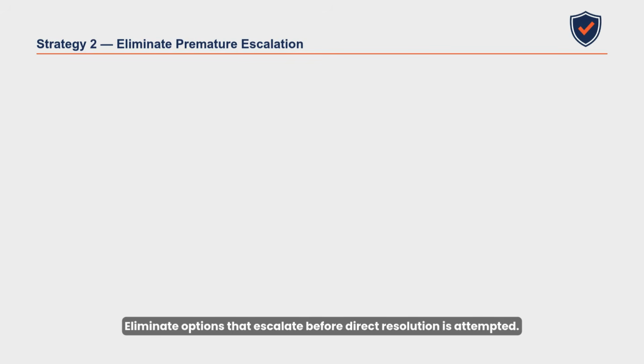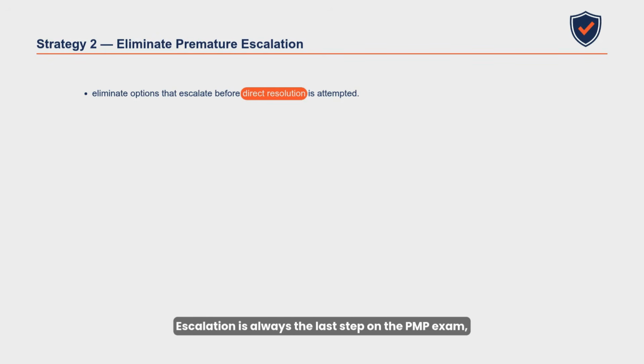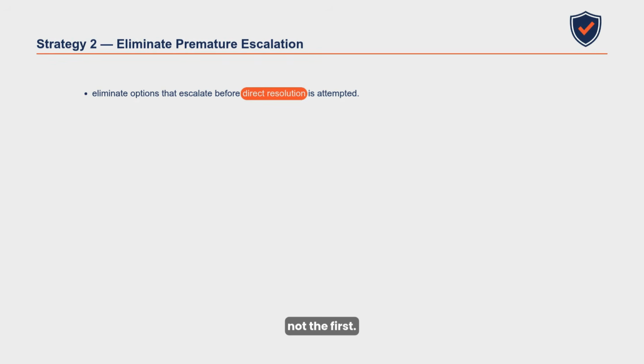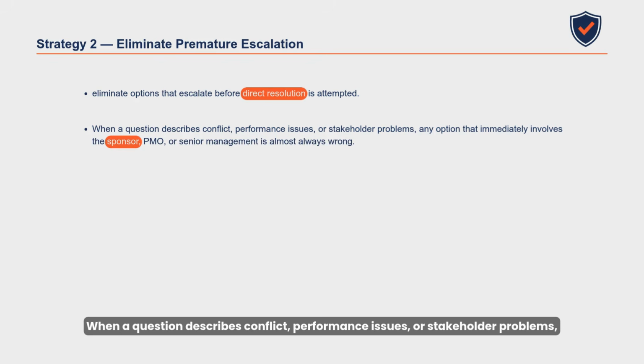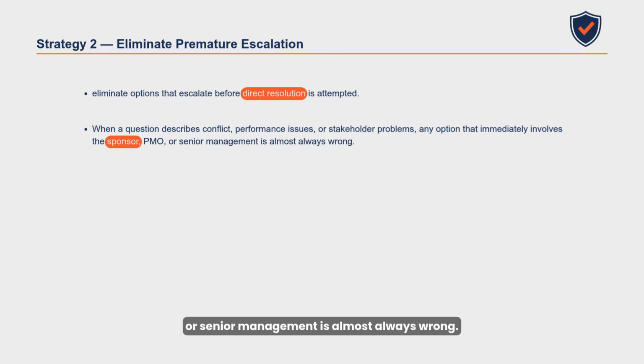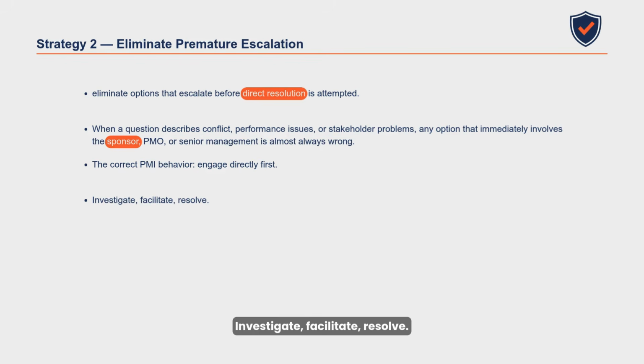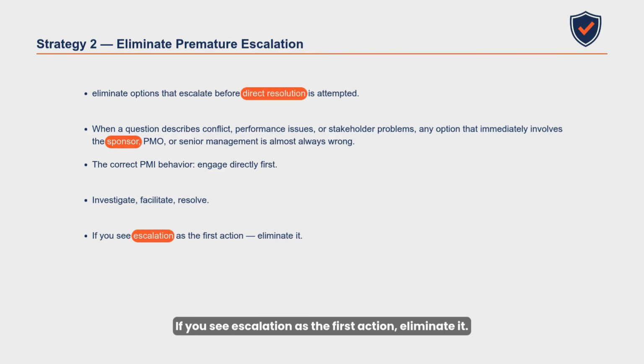Second strategy: eliminate options that escalate before direct resolution is attempted. Escalation is always the last step on the PMP exam, not the first. When a question describes conflict, performance issues, or stakeholder problems, any option that immediately involves the sponsor, PMO, or senior management is almost always wrong. The correct PMI behavior: engage directly first. Investigate, facilitate, resolve. If you see escalation as the first action, eliminate it.